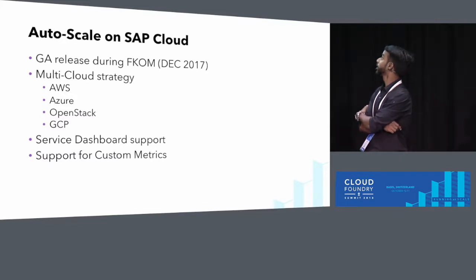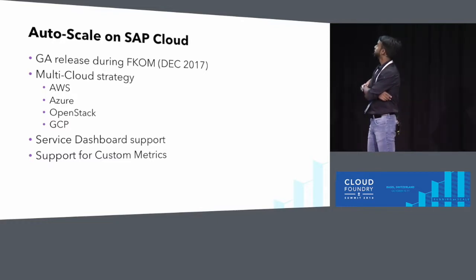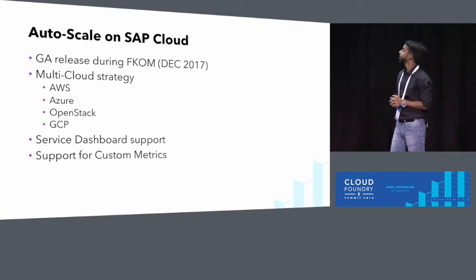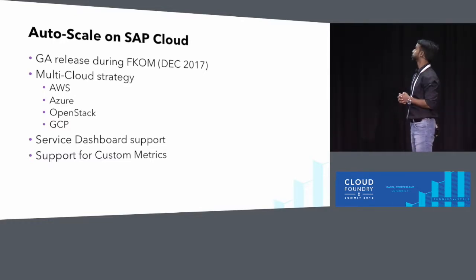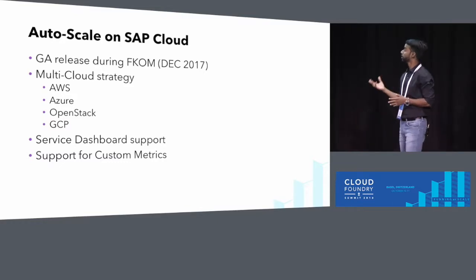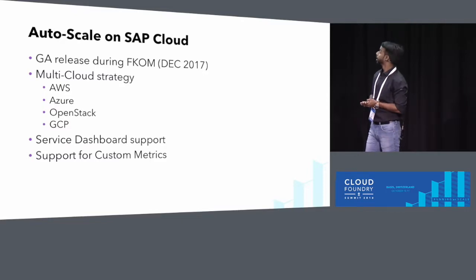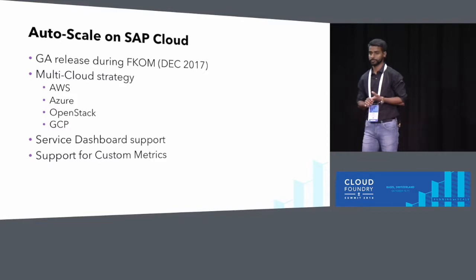So we have AutoScaler running on SAP Cloud Platform for over half a year now. We went GA with AutoScaler last year during FCOM in December 2017. And as with all things SAP Cloud Platform, AutoScaler is also available on all different IaaSs: AWS, Azure, OpenStack, and GCP. There's also dashboard support for AutoScaler. And by the end of this month, there will be custom metric support for AutoScaler on SAP Cloud Platform. So you can try that.